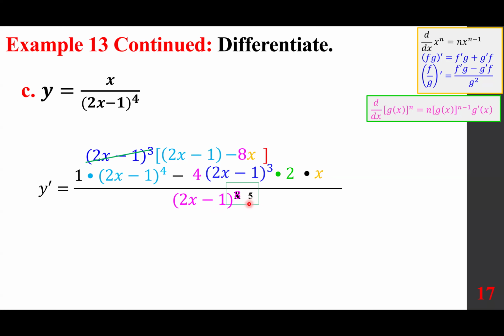This becomes 5. And then we are left with the brackets in the numerator. So the bottom is (2x - 1)^5. The brackets, these two add up to -6x. We get -6x - 1. And that's the final answer for y prime.